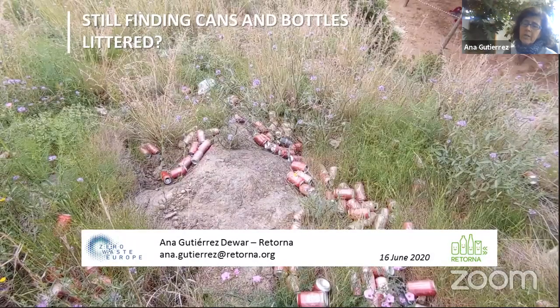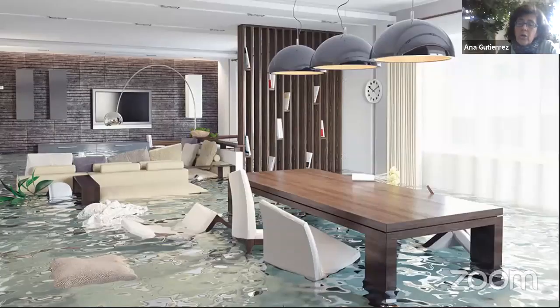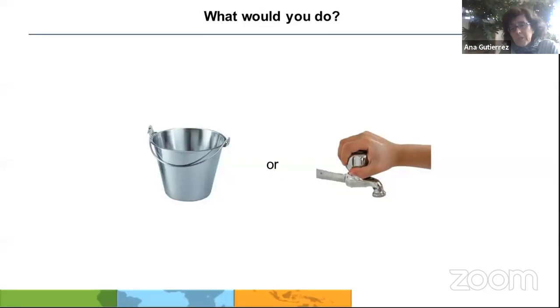Then we did a search and we found some similar pictures in the UK and in Brussels. So our house is not only burning, it's also flooding. We are flooding it with plastics and all kinds of waste. We have two options. We can continue as we're doing in Spain with a bucket approach, which is continuing with beach cleanups, cleaning our streets, emptying our waste paper baskets everywhere, or we can start to turn the tap off.